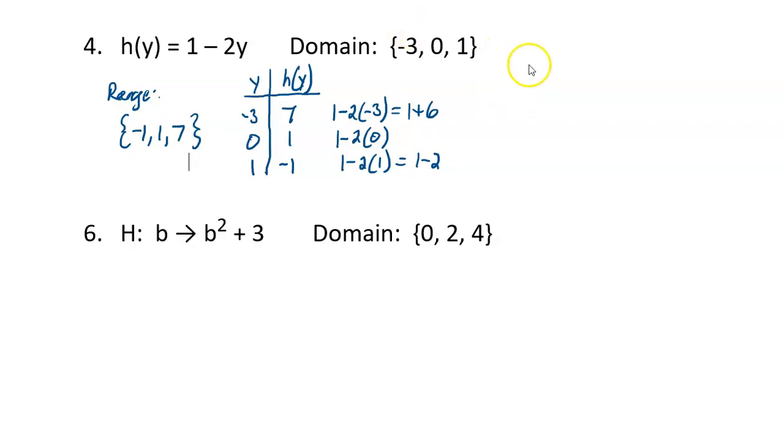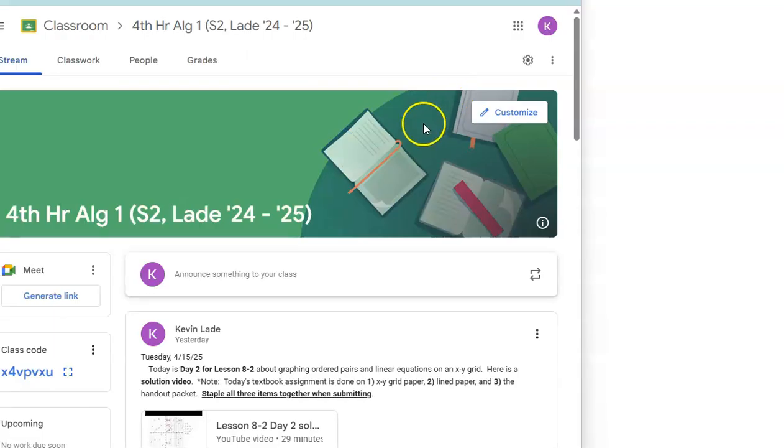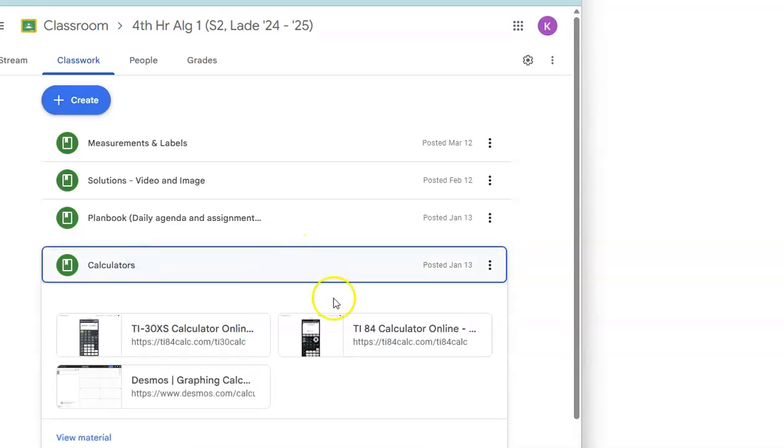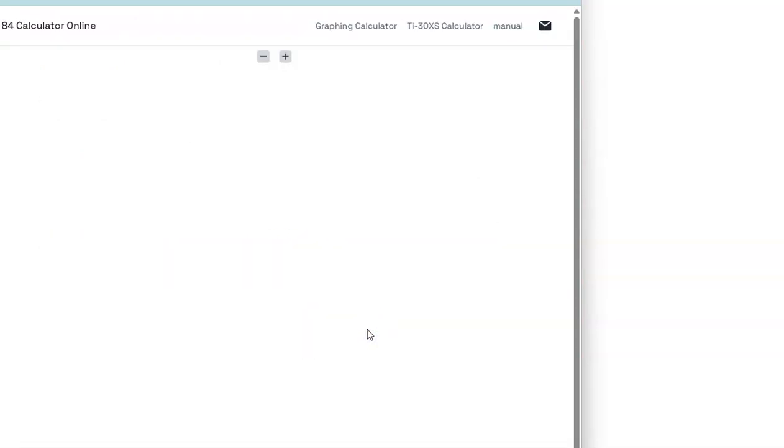Now, from this point forward, I want to make use of our calculator technology to make this faster. So I'm going to call up the TI-84 calculator. In Google Classroom, click Classwork, Calculators, TI-84.